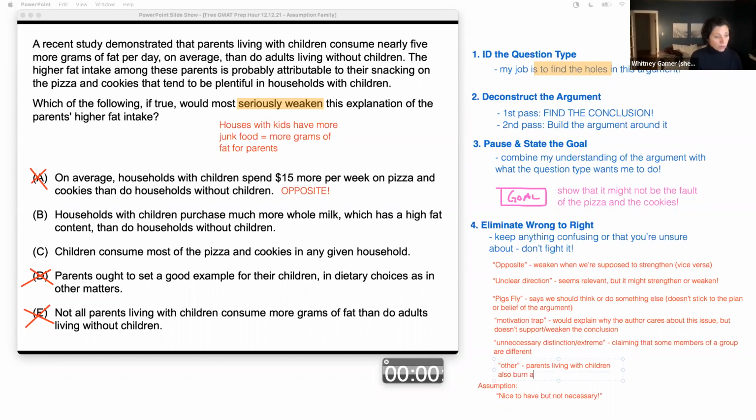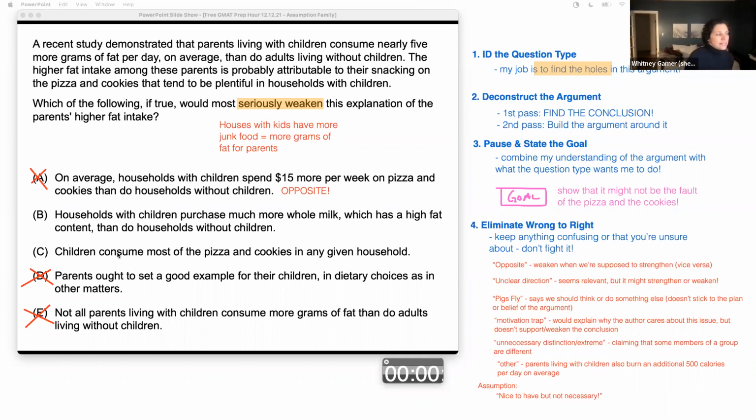also burn an additional 500 calories per day on average, compared to, maybe it's because they're chasing their kids around, I don't know. The point is, okay, great, it's a comparison, but we're just talking about these 5 grams of fat. Why are we now talking about exercise? So other is often bringing in some other argument. We're talking about something other than grams of fat. We're now talking about a comparison other than parents with and without kids, that kind of thing.